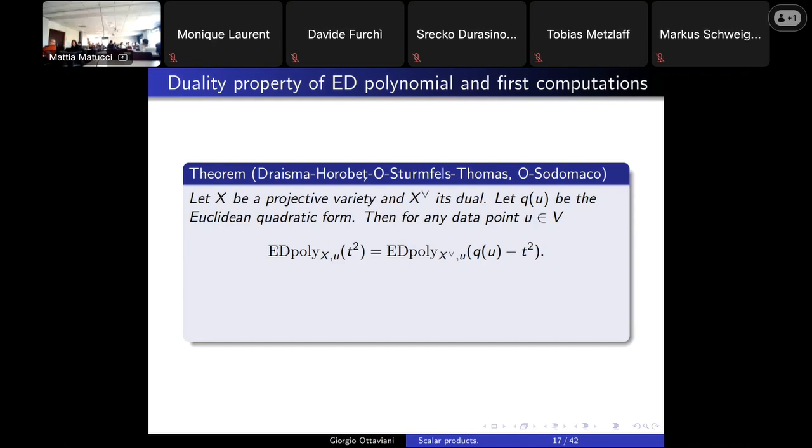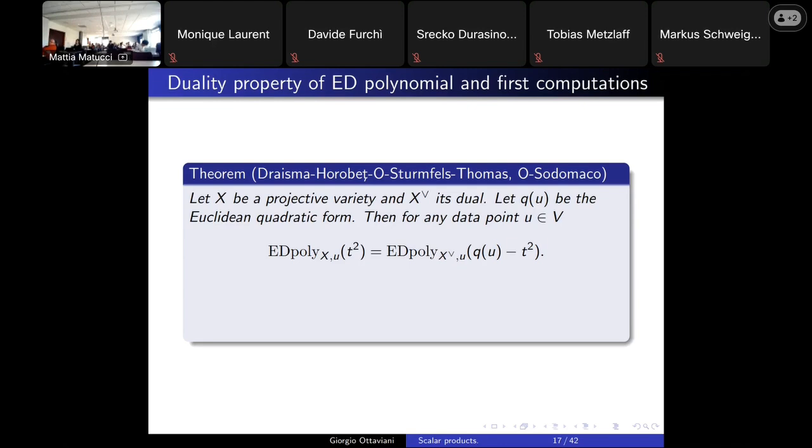Why is it worrying? Because I told you before that the equation of the dual is very difficult to compute. So when we saw this, there should be some mistake. And what is the explanation? That it is even more difficult to compute the ED polynomial. So in some sense, we moved the complication to another object, because these use explicitly Gröbner bases and elimination. Anyway, theoretically, the consequence is that X and X dual share the same complexity when you want to compute the distance.